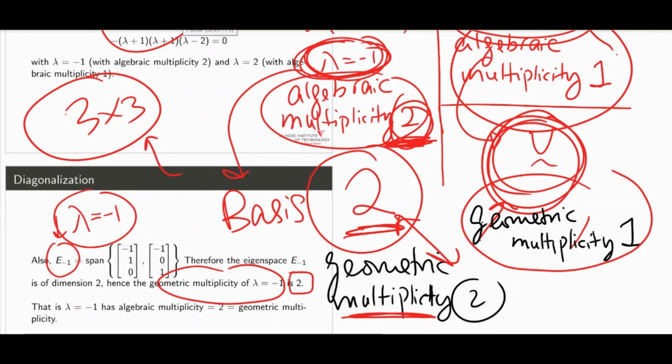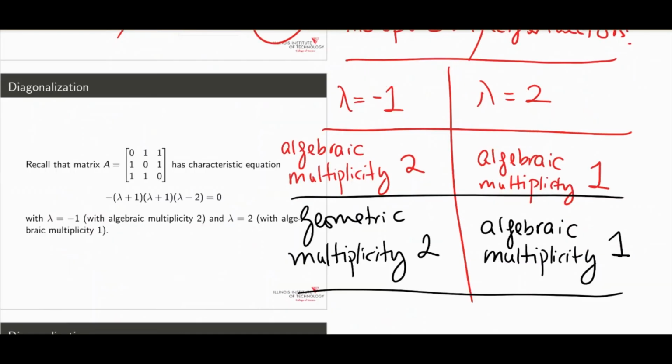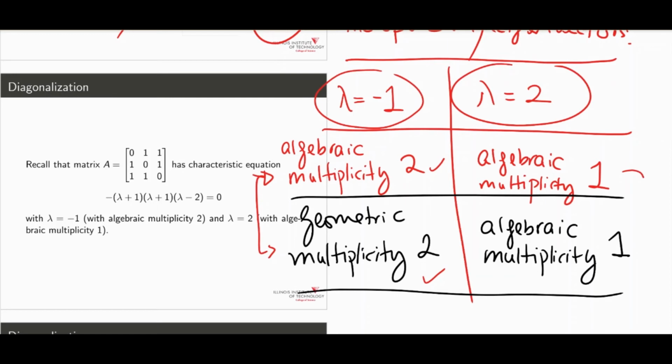Okay, so let's summarize this. In this case, we have algebraic multiplicity 2 and geometric multiplicity 2, so lambda equals -1 has these two quantities matching. And for lambda equals 2, we have algebraic multiplicity 1, and geometric multiplicity is also 1.